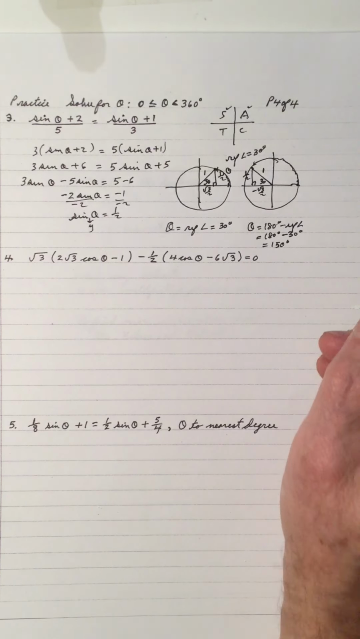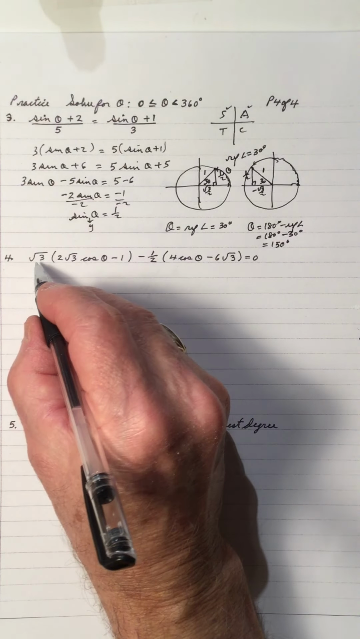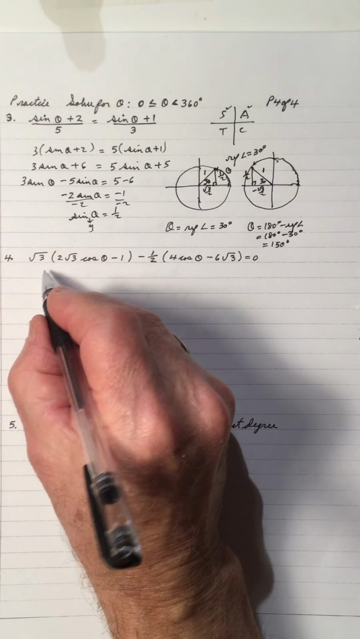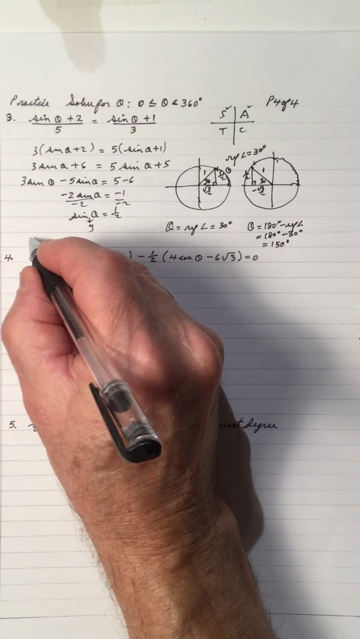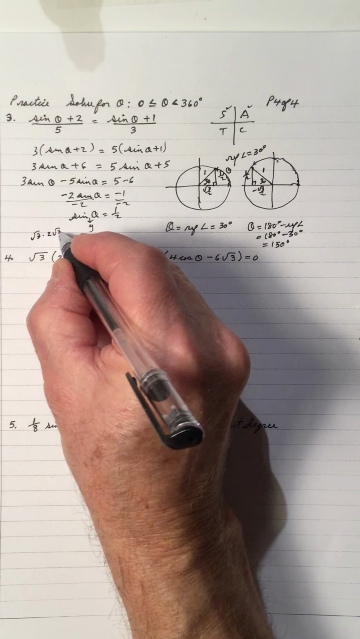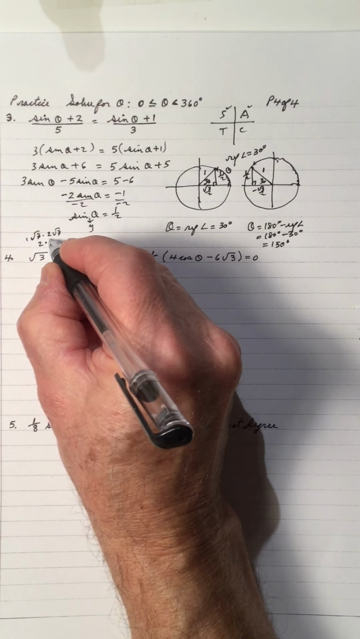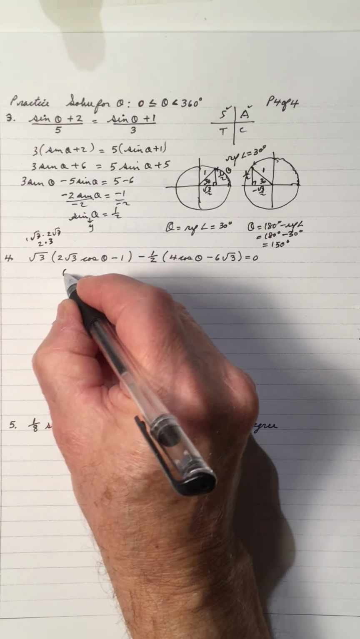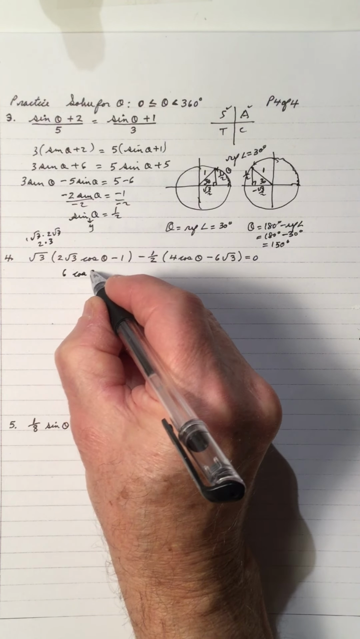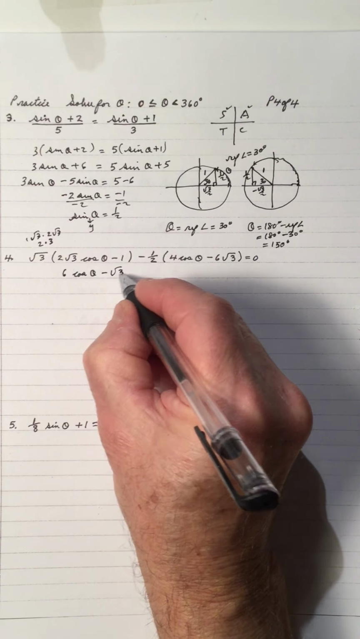Number 4, again, pause it if you wish. We have brackets, so let's multiply root 3 by 2 root 3. Root 3 times 2 root 3. 2 times 1 is 2. Root 3 times root 3 is root 9, which is 3, so that becomes 6 cos theta. Root 3 times negative 1 is negative root 3.